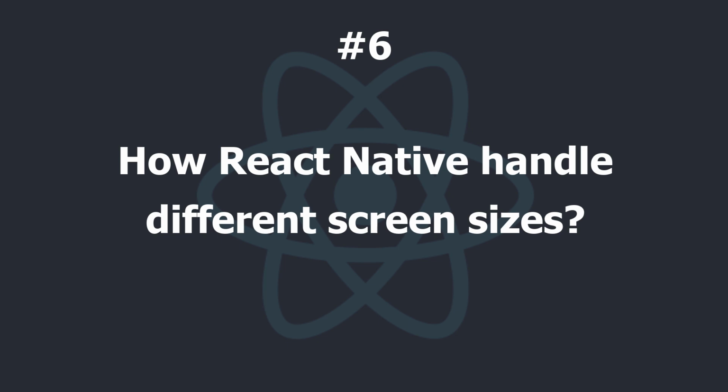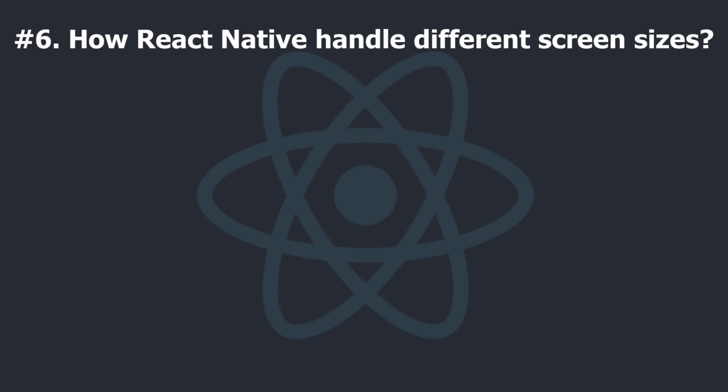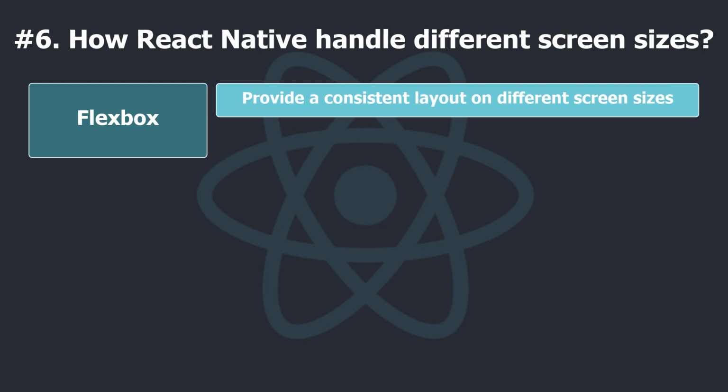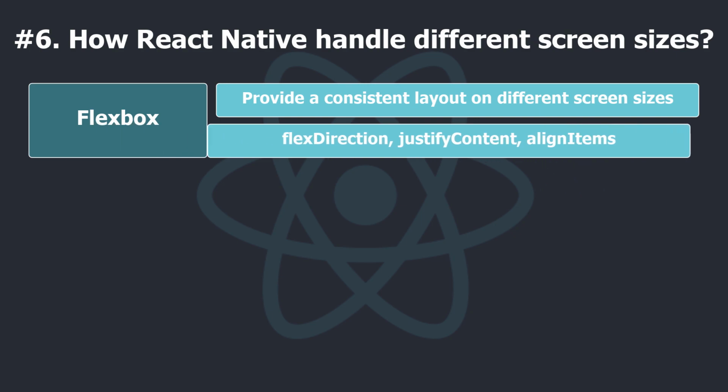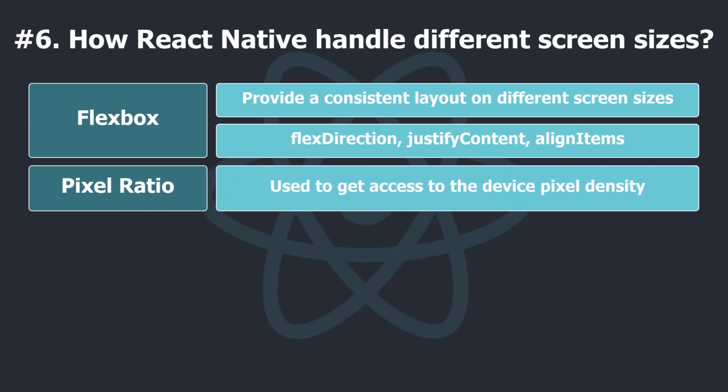How does React Native handle different screen sizes? React Native provides many ways to handle screen sizes. Flexbox is used to provide a consistent layout on different screen sizes. It has three main properties: flex direction, justify content, and align items. Pixel ratio is used to get access to the device pixel density by using the PixelRatio class. We will get a higher resolution image if we are on a high pixel density device.